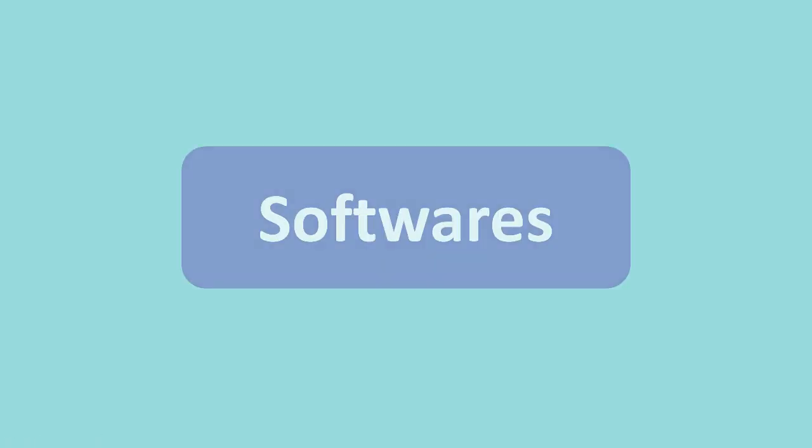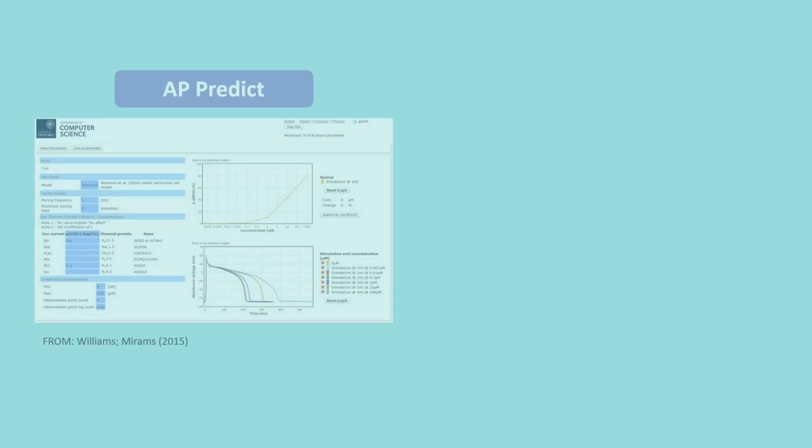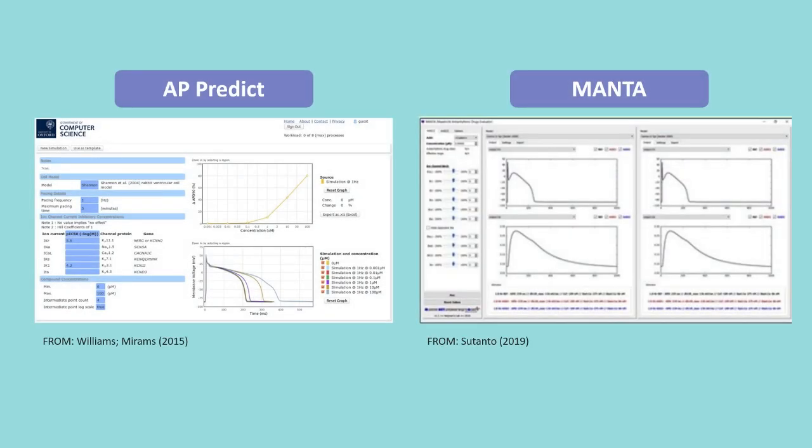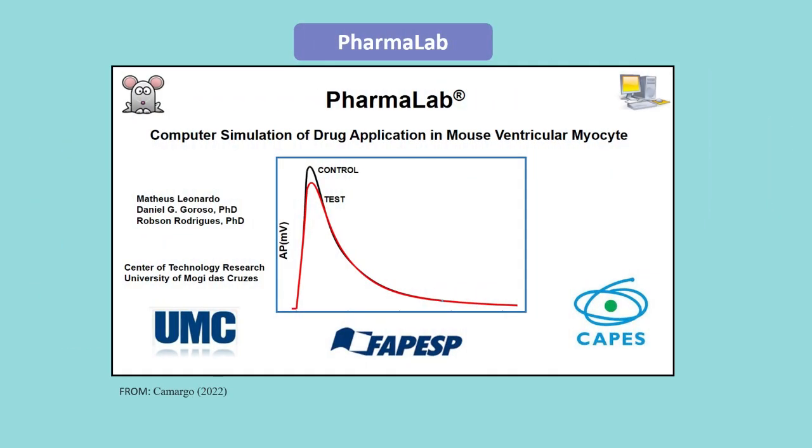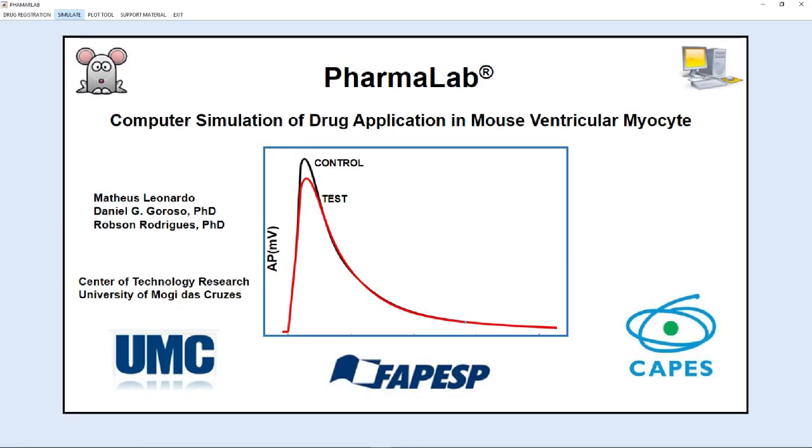Methodology. There is a lot of software used in simulations for pharmacological research. Among them, we could cite APPredict and Manta. The one used for this research is PharmaLab, a software based on the 2013 Mullins and Bondarenko mathematical model for mouse myocyte, developed by Leonardo Camargo.